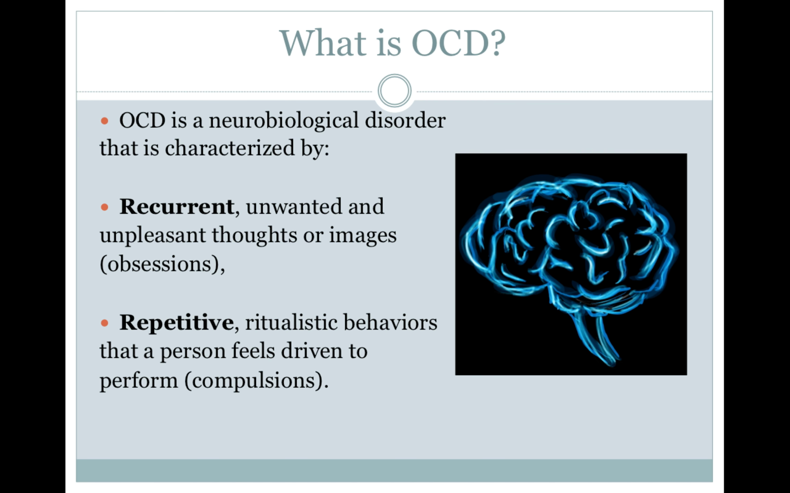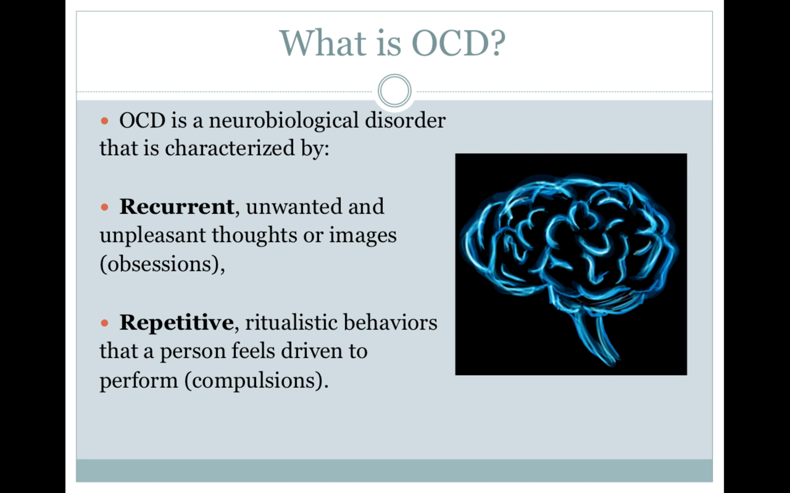So what we know is that OCD is a neurobiological disorder characterized by two items. This is important because a lot of people can have obsessions, a lot of people can have compulsions or rituals. Doesn't necessarily mean they have OCD. In order for someone to get a diagnosis of OCD, we really need to see both. We need to see obsessions, which are characterized by recurrent, unwanted, or unpleasant thoughts or images. The key word here that I really want you to hone in on is unwanted and unpleasant.